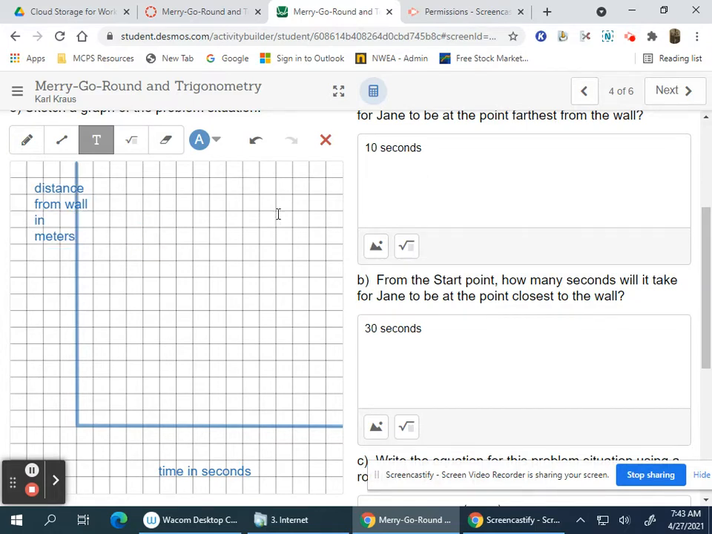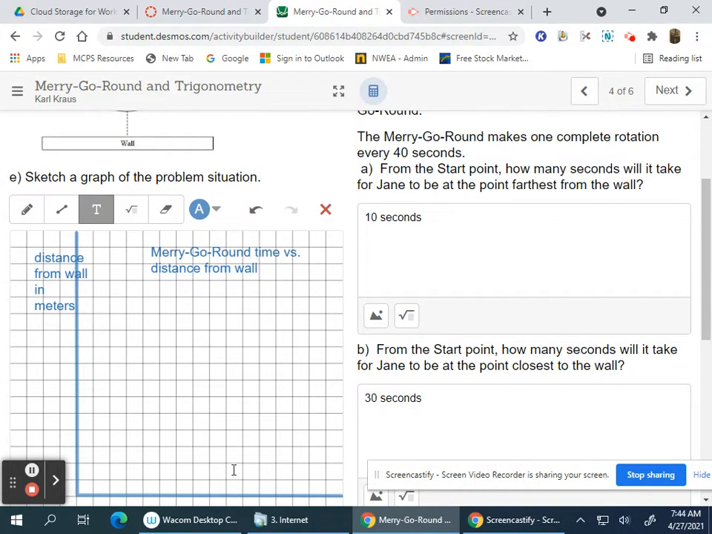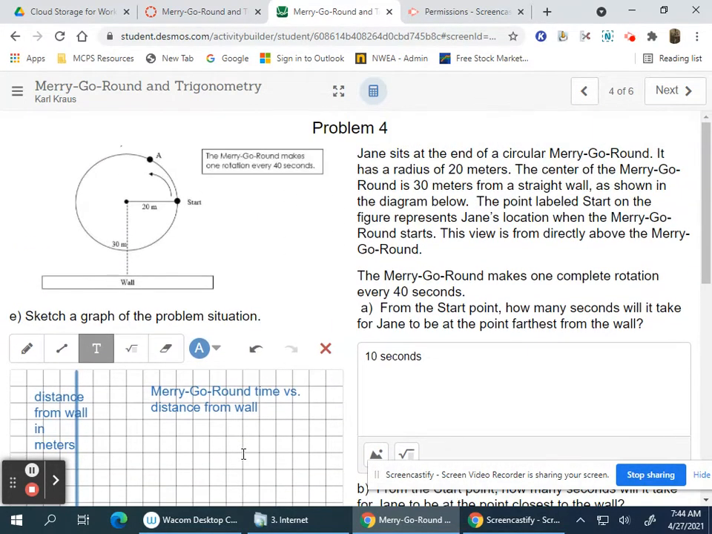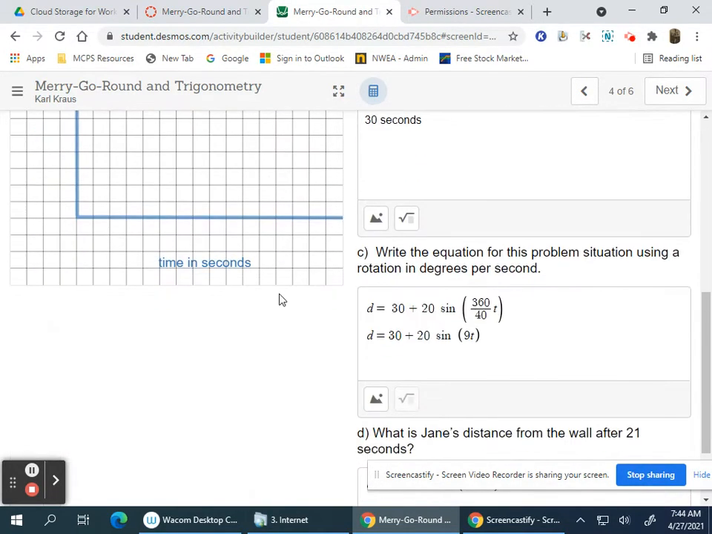This is from the wall in meters. If I were to title this whole graph, it is merry-go-round. All right, so going to 40 seconds.